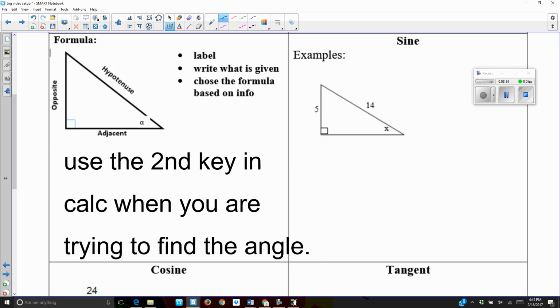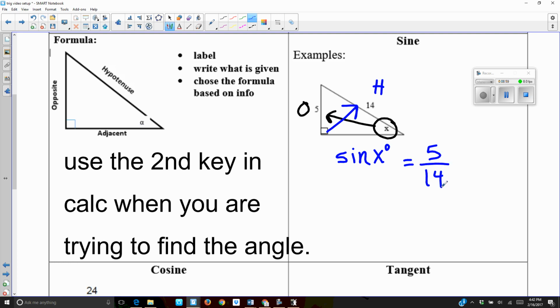The angle we're given in this problem is x. 5 is the opposite side from x. 14 is opposite the right angle, so that makes it the hypotenuse. So O and H, this means we're going to use the sine trig function. Sine of x degrees equals the opposite over the hypotenuse.